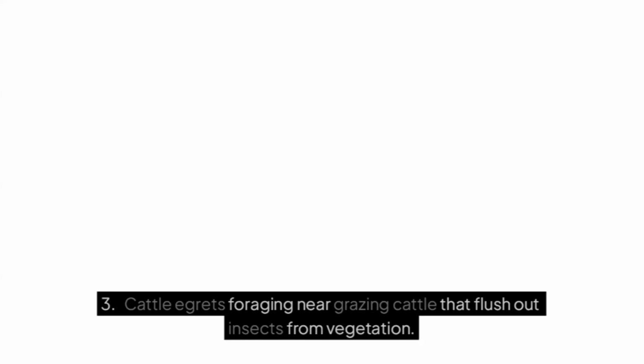4. Commensalism, key examples. 1. Epiphytic orchids growing on mango tree branches. 2. Barnacles attached to the back of whales. 3. Cattle egrets foraging near grazing cattle that flush out insects from vegetation. 4. Clownfish living among the stinging tentacles of sea anemones for predator protection.